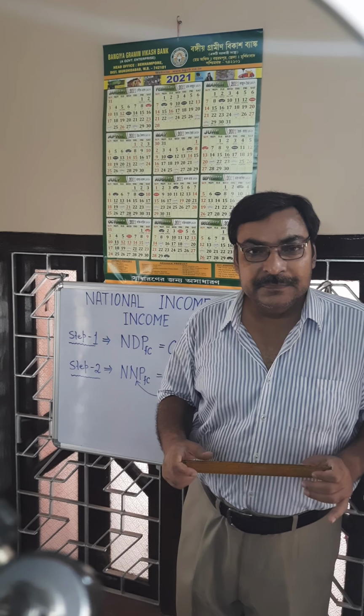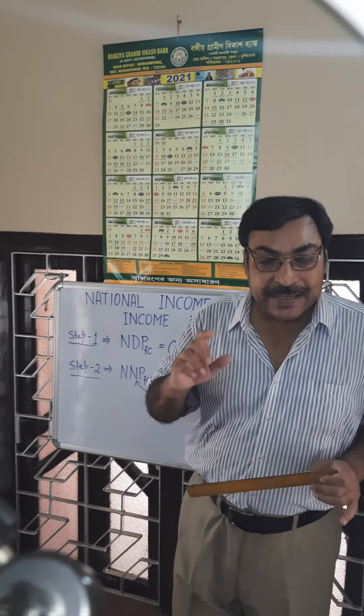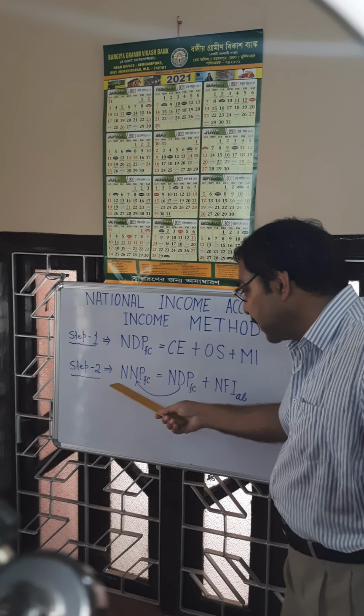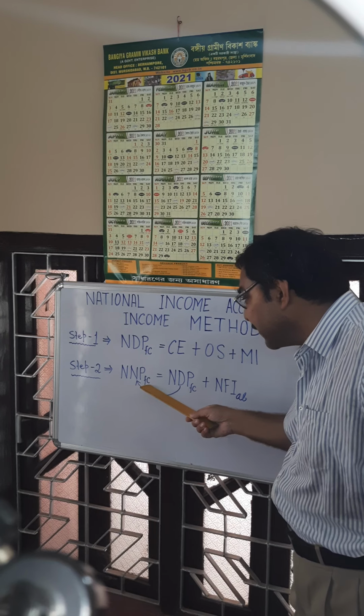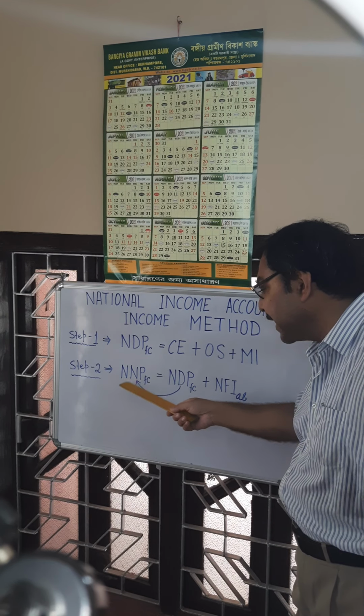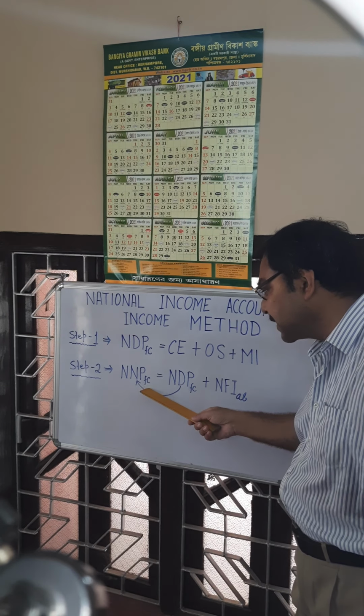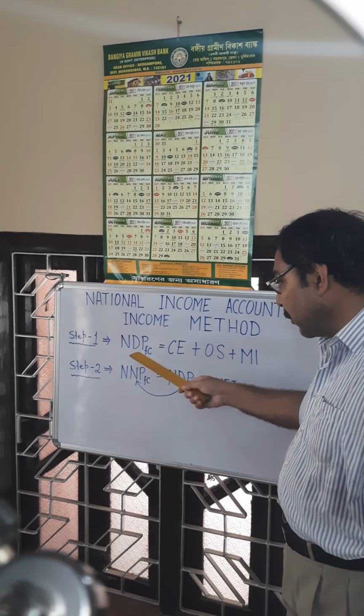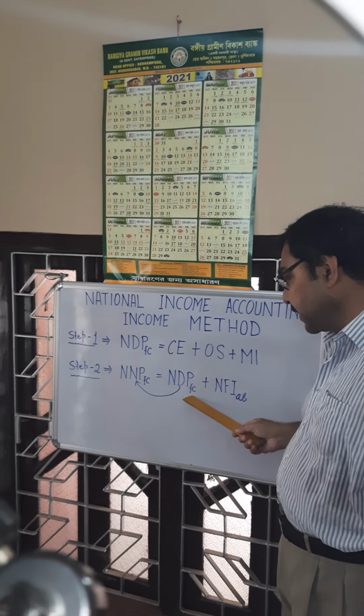Suppose you are asked to calculate national income. National income means NNP at factor cost. So in the second step, you have to find out NNP at factor cost, net national product at factor cost, FC for factor cost. This is national income. You have already got NDPFC, domestic income.